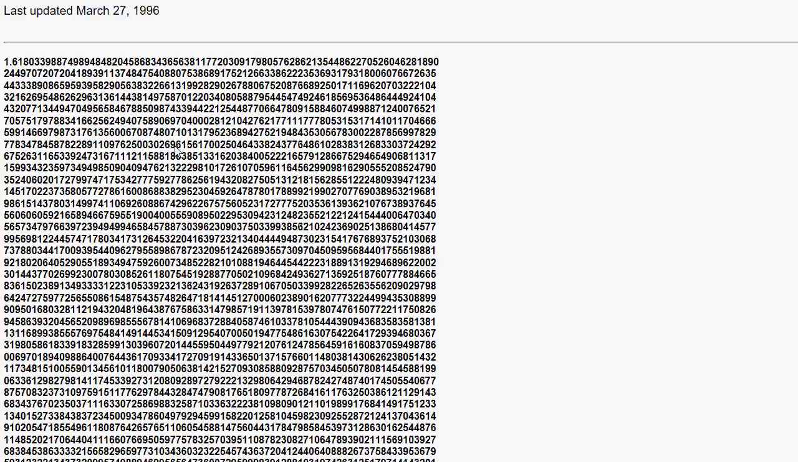This is the golden ratio. 1.61803398847498994, and the numbers go on further and further and further. I'm going to scroll down.